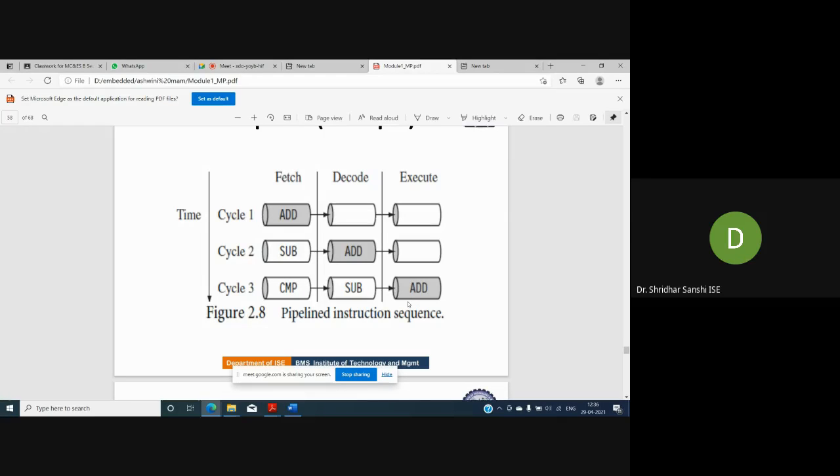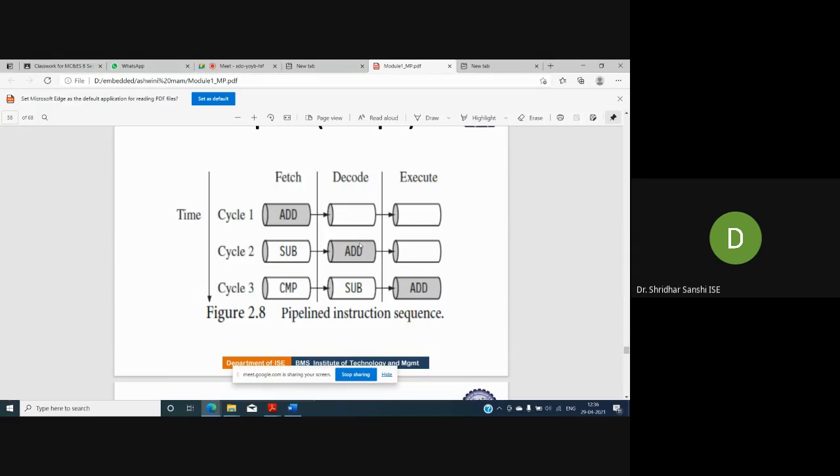You agree or not? So throughput is one instruction per cycle. Correct now? So after cycle 2, for every cycle we will execute one instruction. Agree? Yes, sir. So this is how the three-stage pipeline works.